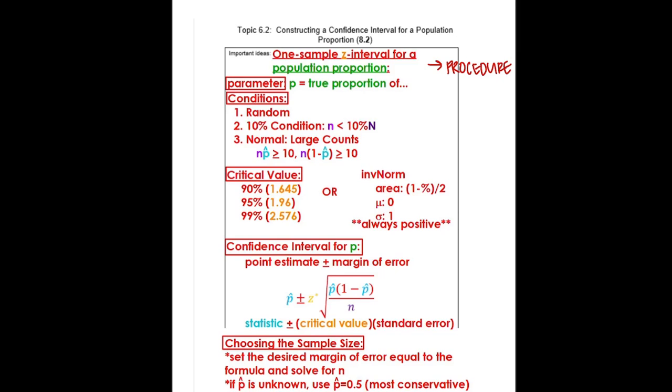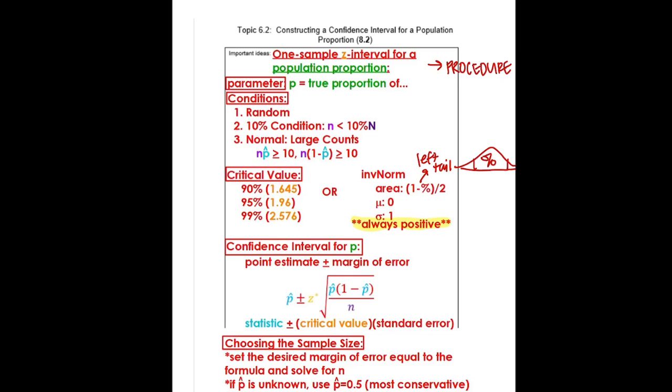We have our three conditions that we check. We need the critical value to get that. We use inverse norm as the fastest way. So I'm going to write a little note here that this is the left tail that I talked about earlier. So I'll just put a little note here, and we have our percent. And then we have that always positive, which is so important.